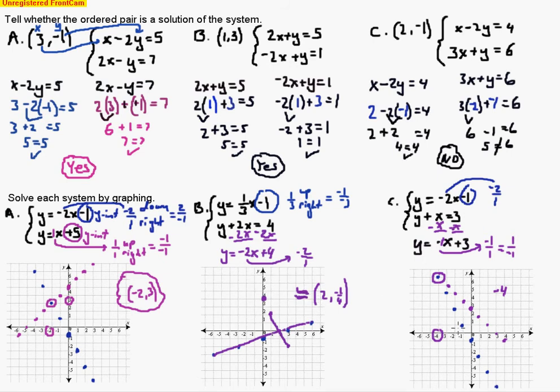And then it's up. Well, that's 6. So this is 7. 7 spaces up. It's up right here at +7. So that's -4, 7. And that is the exact solution.